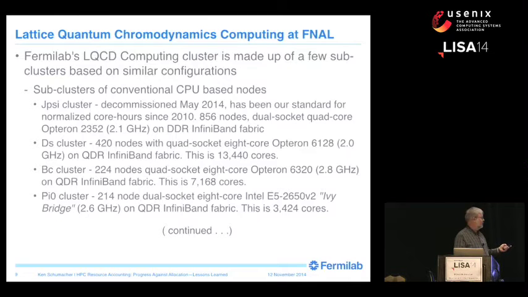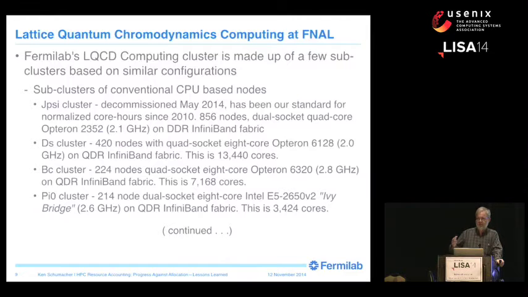So the JPsi cluster was the one that was really big back at the beginning of all this. The JPsi cluster is the one that was still being installed when I joined the group 5 years ago. At that time, it was the fastest cluster of all of the equipment that's used in LQCD, among our lab, Jefferson Lab, Argonne, all of that. So it became the norm that we measured things against.